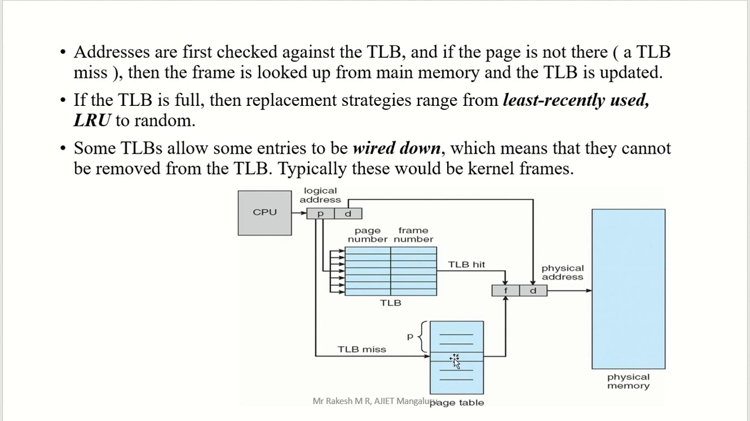For that page number we are going to get the frame number also, right? Once you get the page number, we get the frame number also. That frame number we are going to send to memory as a physical address. At the same time, when we send it to memory, we update the page number and frame number in the TLB. We have to update it as the first entry.